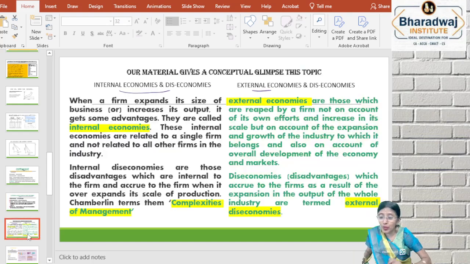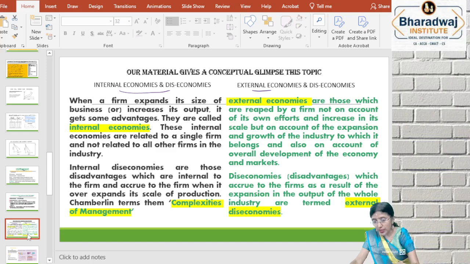But we have given you the parent source. That's how it is argued. Okay. See, this is internal economies and diseconomies. This is a clipping on external economies and diseconomies. That also I wanted to show it to you. When a firm expands its size of business or increases its output, it gets some advantages. They are called internal economies. These internal economies are related to a single firm and not related to all other firms in the industry. So they are bringing out a differentiation between firm and industry. We are not talking about any other firm in the industry but this one. That's what they are making as an added emphasis.